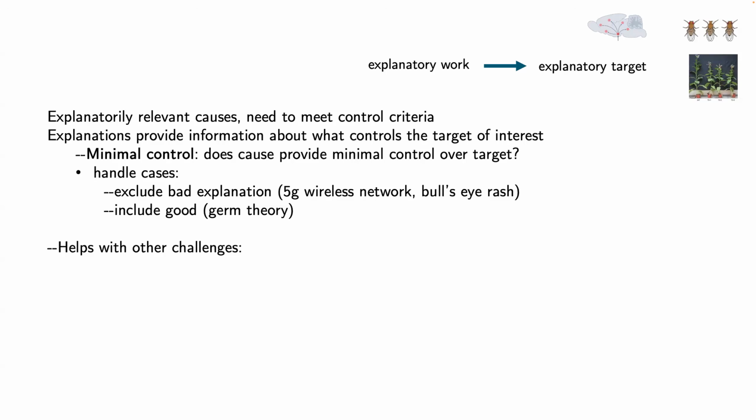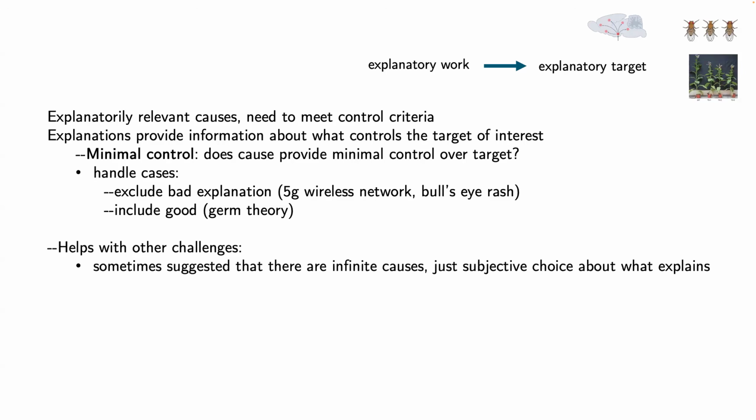This minimal criterion, this first criterion of minimal control, can also help us with other challenges that show up in both philosophy and in science when it comes to causal explanation. Some of these challenges have to do with suggestions that for any explanatory target of interest, there's infinite causes for that target. And when a scientist picks some of them as explanatory, they're not doing so in a principled way. They're just causes that the scientist is interested in due to their subjective choice or their subjective preferences.